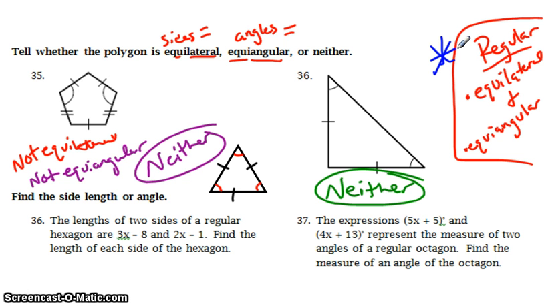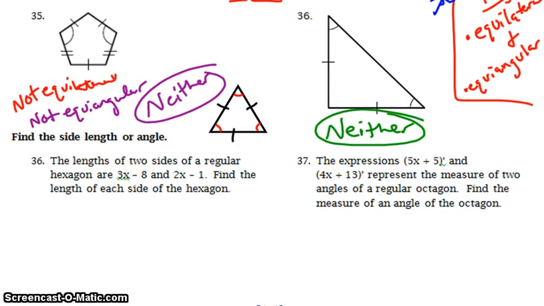Okay? Now the reason why I say that is because number 36, it says the lengths of 2 sides of a regular hexagon are 3x minus 8 and 2x minus 1. So again, the length of 2 sides of a regular hexagon are 3x minus 8 and 2x minus 1. Find the length of each side of the regular hexagon. Well, just in case you're a visual person, let's put that up there. That is a regular hexagon.